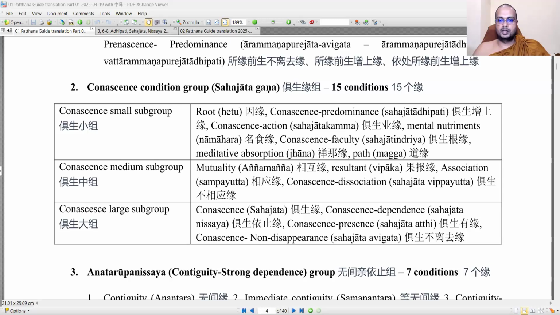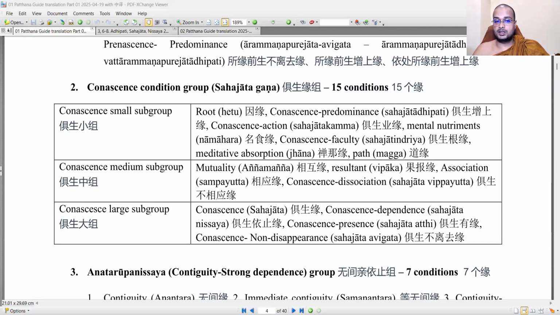Right. And in the case of the presence condition, Atthi, it is divided into 5, right? The connaissance presence, Sahajata Atthi, prenascence presence, Purejata Atthi, post-nascence presence, Pacchajata Atthi, nutriment presence, Ahara Atthi, and faculty presence, Indriya Atthi, right? So like that, there are 5, right?